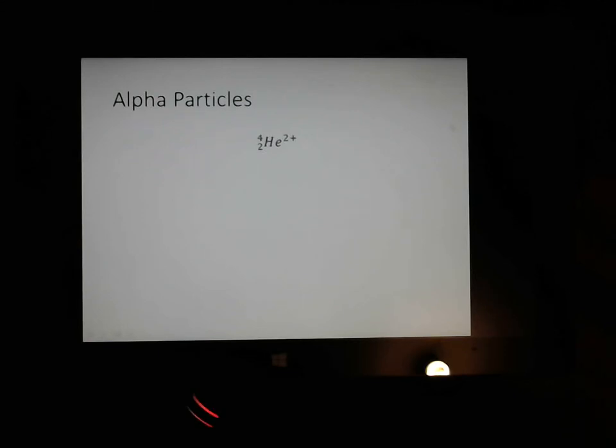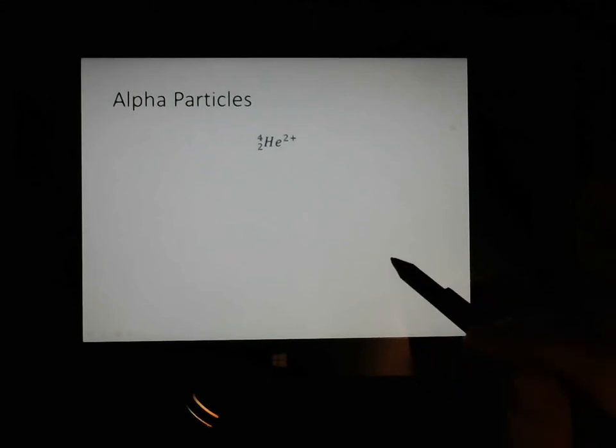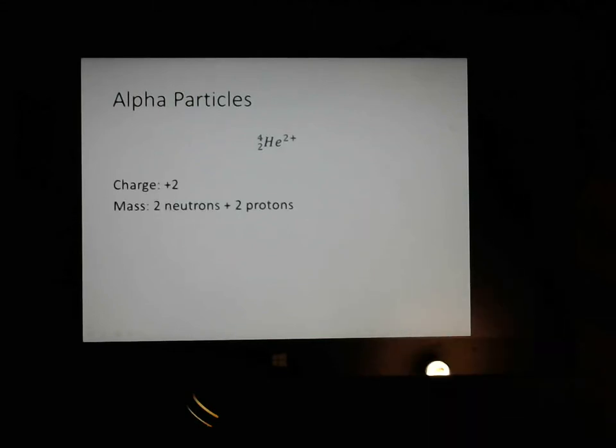There's no electrons to counter those 2 protons. It does have a total mass of roughly 4 atomic mass units. It's a little bit over, but you can look those things up. So there's our charge and there's our mass.